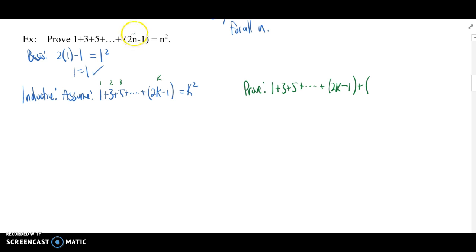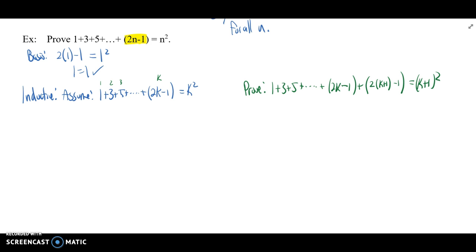If we plug k plus 1 in this expression, we have 2, k plus 1 minus 1, and that's supposed to be equal to, on the right, we don't plug in k, we plug in now k plus 1 squared. So we took this formula from the left, we added the next term, the k plus 1 term onto the left, and it should be equal to k plus 1 squared.